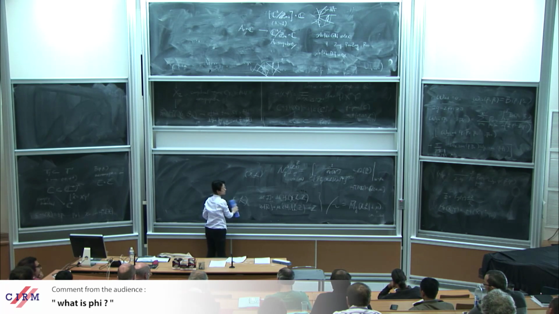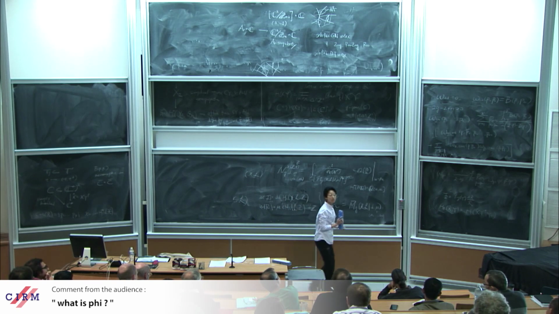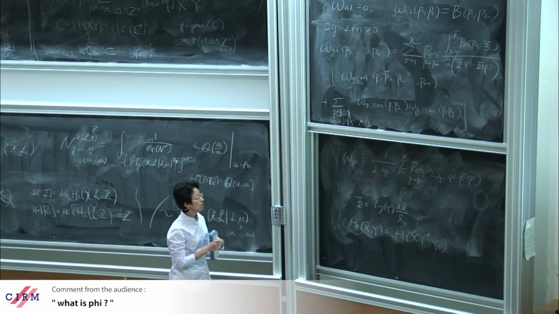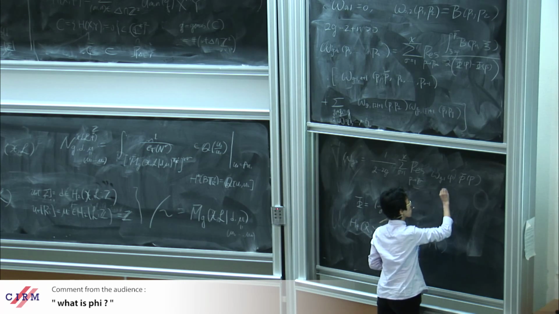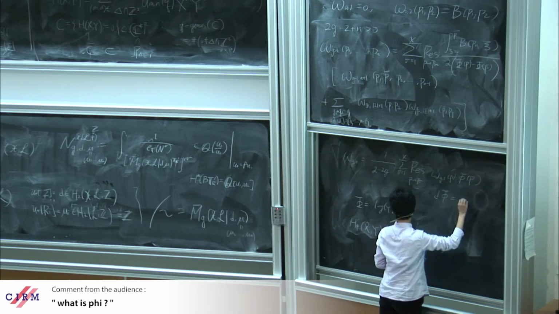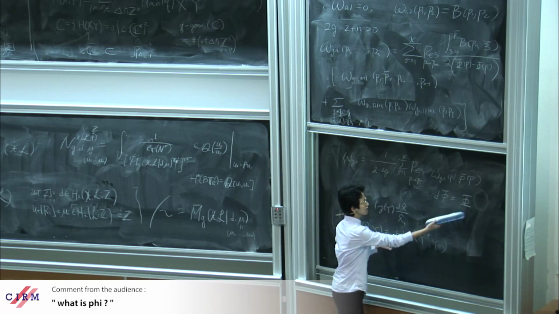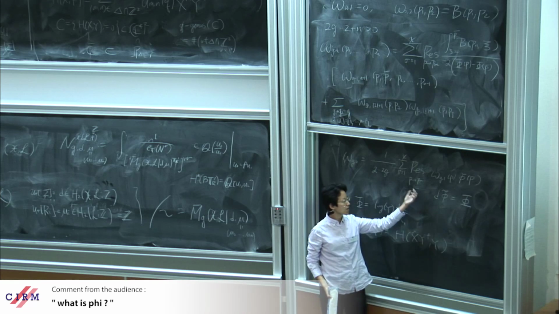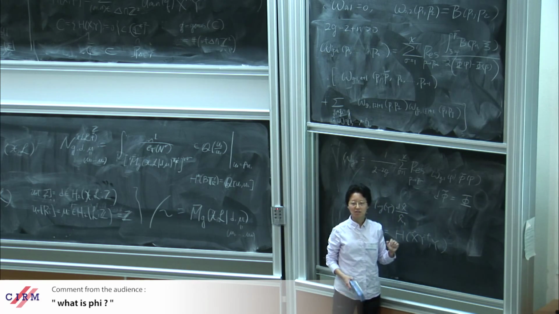And what is phi? There is some phi in the formula. Oh yeah, thank you. So near each branch point, you choose some antiderivative of this.